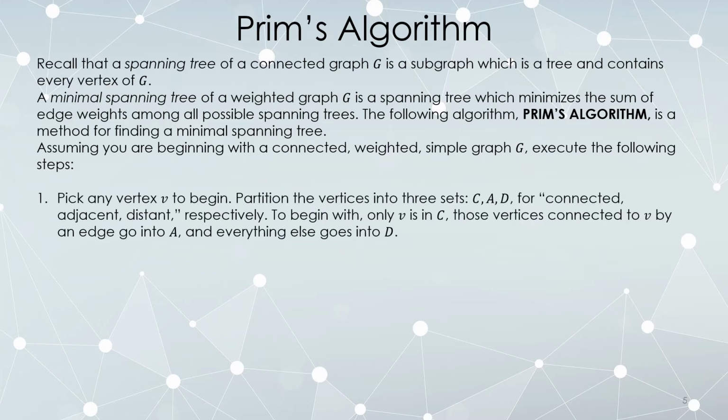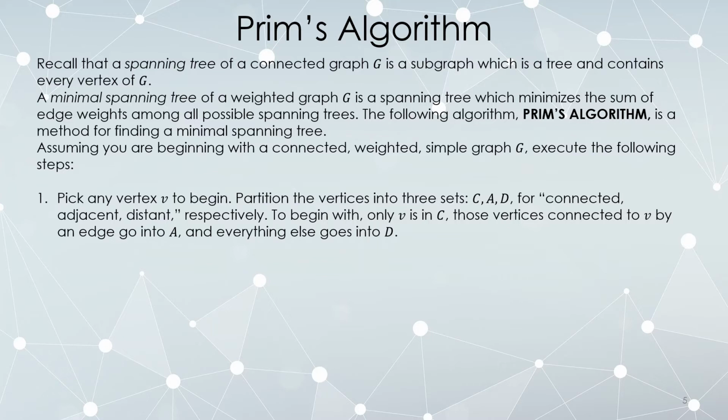The first step is to pick any vertex you want. We're going to make three vertex sets, C, A, and D, for connected, adjacent, and distant. The only vertex that starts out connected is the one you picked. The things that are connected to it by edges are adjacent to it, so those go into your adjacent vertex set, and everything else goes into the distant vertices.